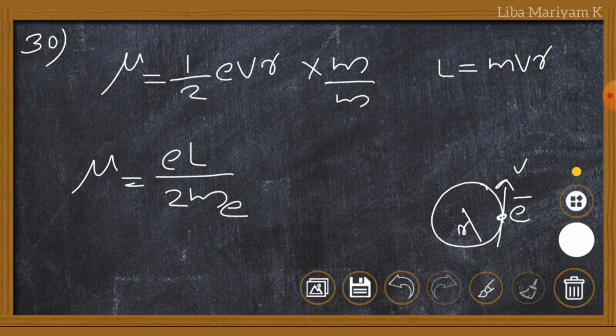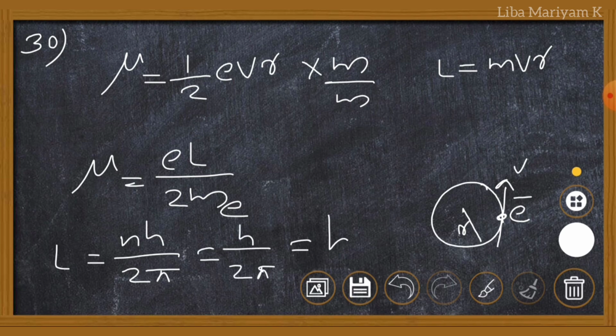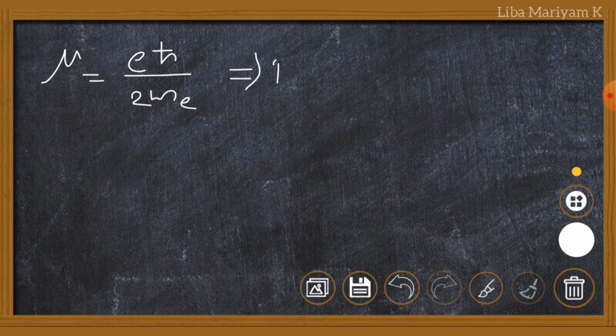From Bohr's atomic model, we know L equal to nh by 2 pi. For a single electron atom, the value of n is 1. Therefore, L equal to h by 2 pi, which is equal to h cross. Therefore, mu equal to e h cross by 2 me. This is the minimum magnetic dipole moment of an electron, which is called Bohr magneton.